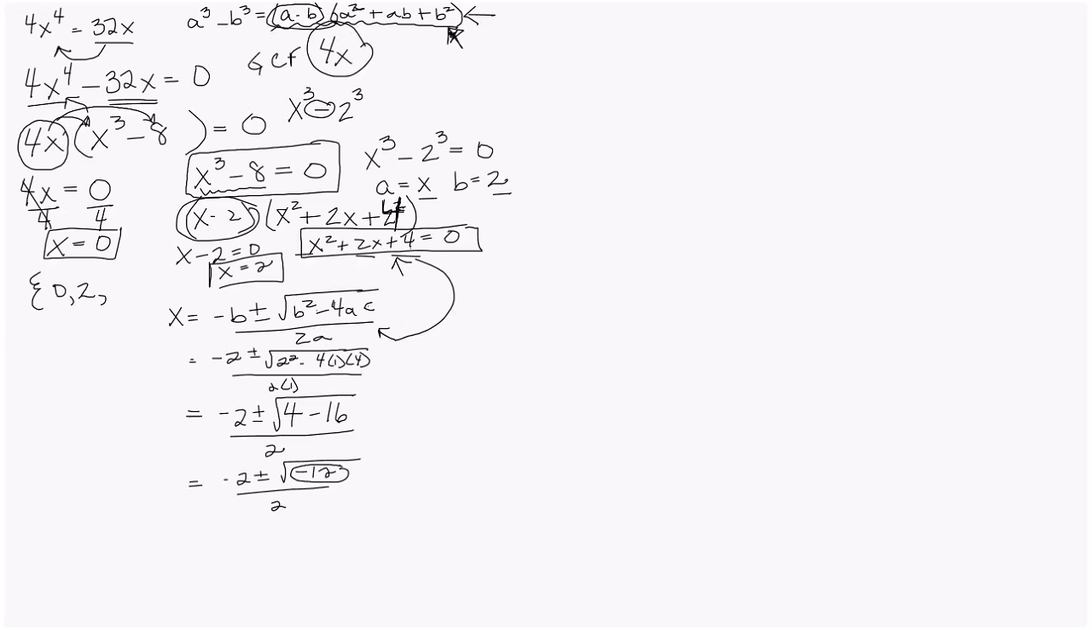The number underneath the square root has a special name. Andrew, TJ, do you remember the name of the number underneath the square root? I'll give you a hint: this number is going to tell you how many solutions you have.